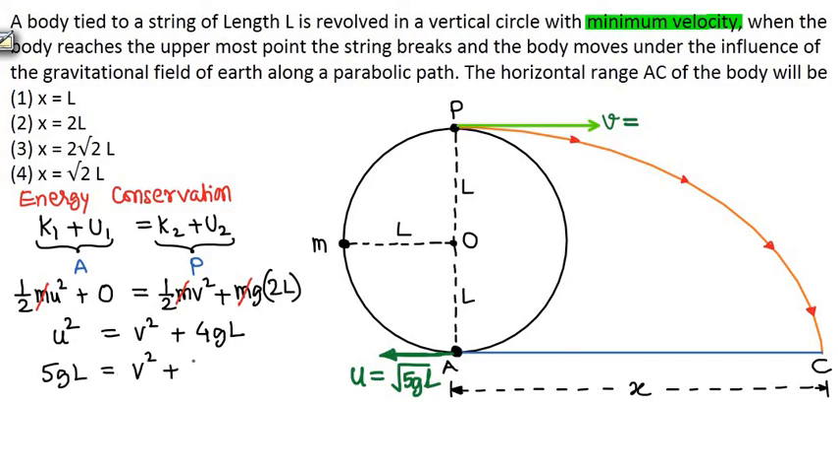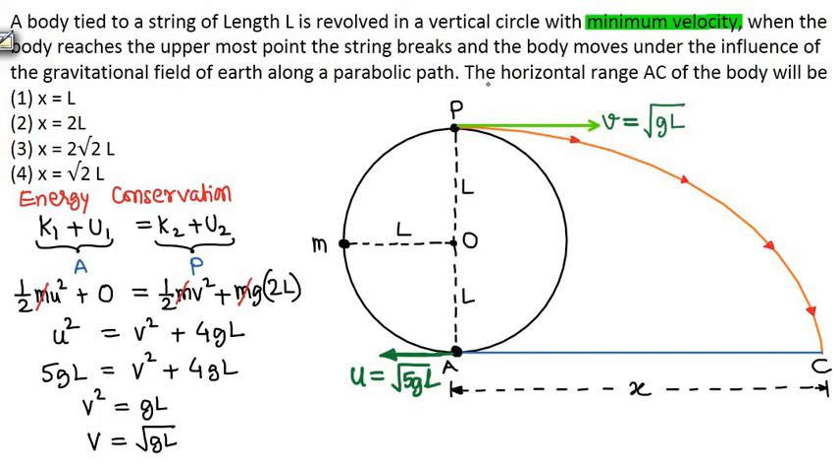After that, you know the value of u is root 5gL, so u square is equal to 5gL, which is equal to v square plus 4gL. Therefore, v square is equal to gL, or v is equal to square root of gL. So the velocity at the topmost point is equal to square root of gL to just complete the circle.